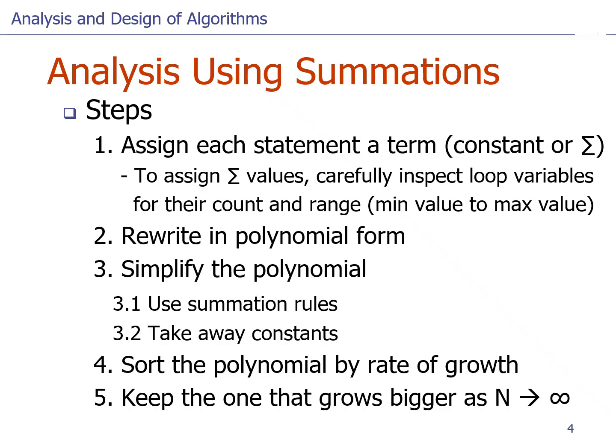Now, after you pass through the code, writing constants or summations on the different pieces of the code, you are going to rewrite everything you've done in polynomial form. And then next, we are going to simplify the polynomial that we have come up with by using summation rules. Then we are going to take away the constants, and then we're going to sort by the largest rate of growth. Okay? And we will use that as the big O of the algorithm. So let me show you an example.